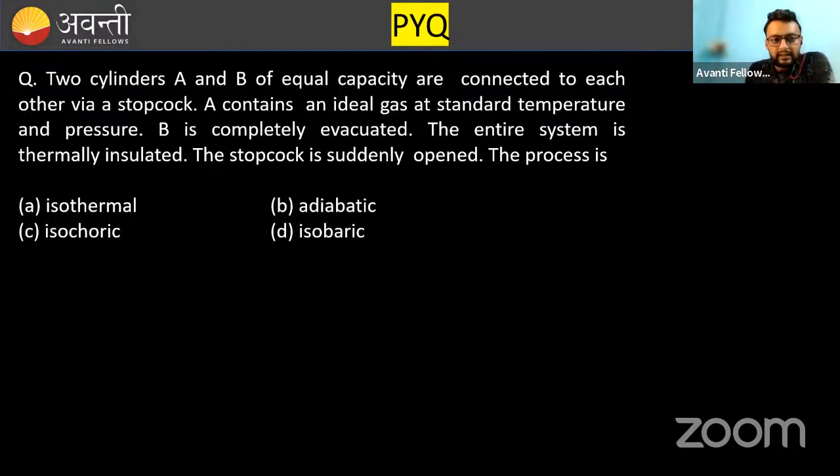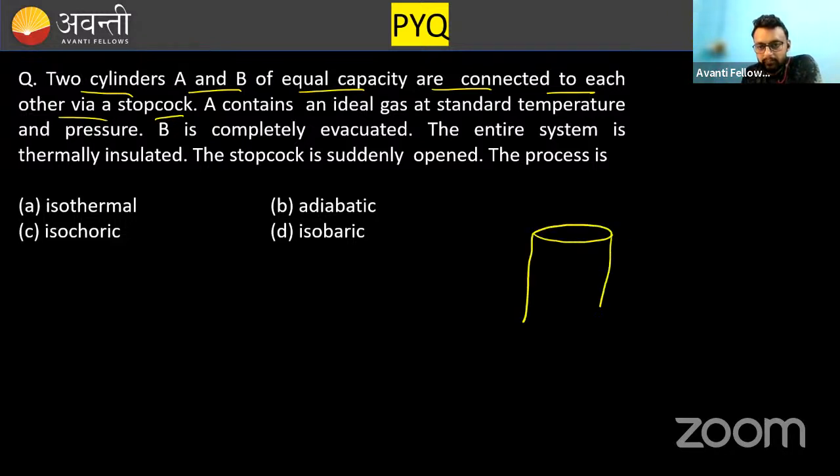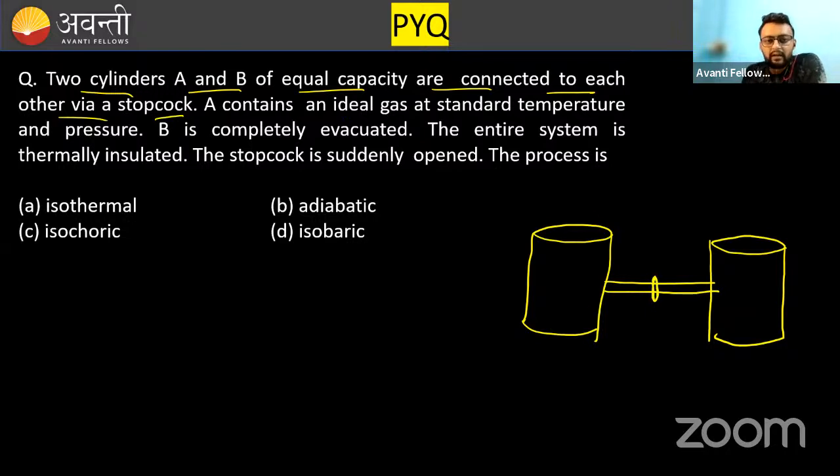Very simple question. They are saying that two cylinders A and B of equal capacity are connected to each other via a stopcock. For example, this is a cylindrical body and this is another cylindrical body, and they are connected with each other via a valve. A contains an ideal gas like this. B is completely evacuated. There is nothing in B. This is A, this is B.